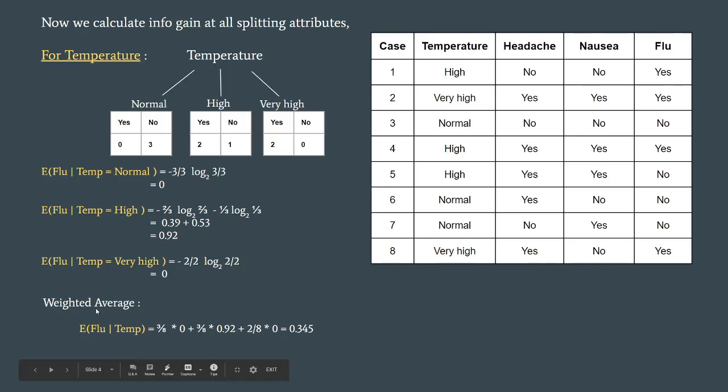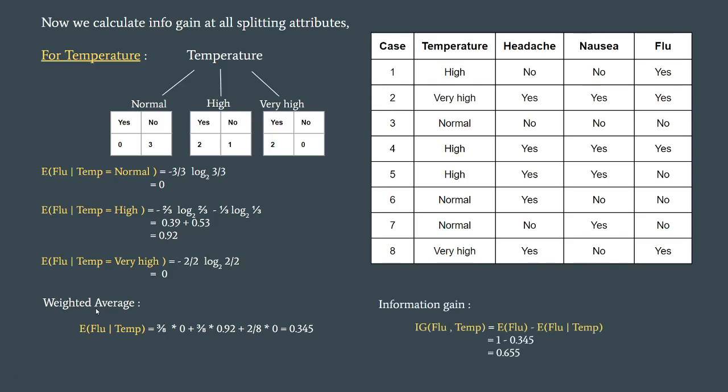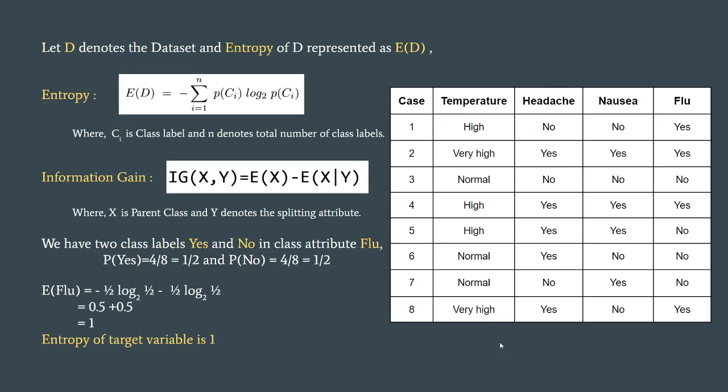Now we are using this weighted average in information gain. So information gain on flu from temperature is equal to entropy of flu minus the weighted average entropy of flu on temperature. So 1 minus 0.345 is equal to 0.655. So information gain is 0.655. Here entropy of flu is 1, which was calculated in the previous slide.